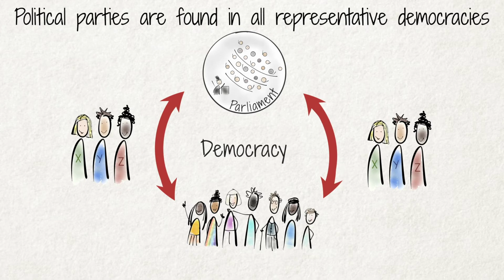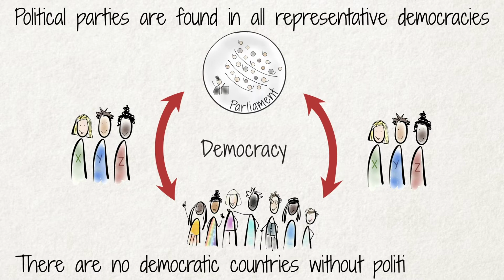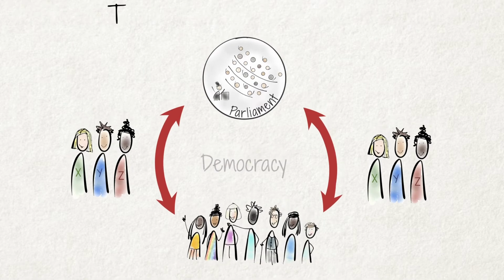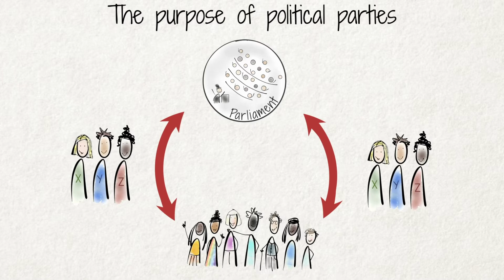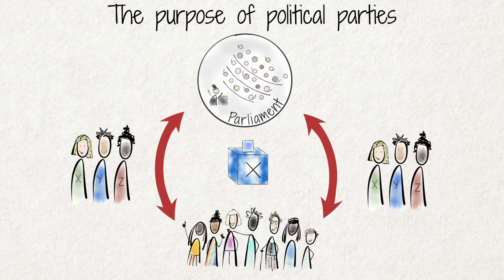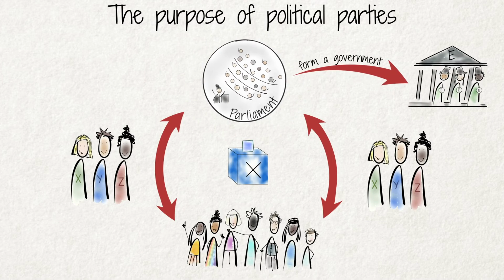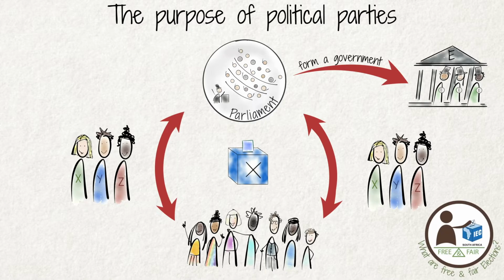Although there are countries that are not democracies, but which have political parties, there are no democratic countries without political parties. The purpose of most political parties is to win an election, hold political power, and form a government until the next election. We explain the concept of elections in more detail in our video, What are Free and Fair Elections?